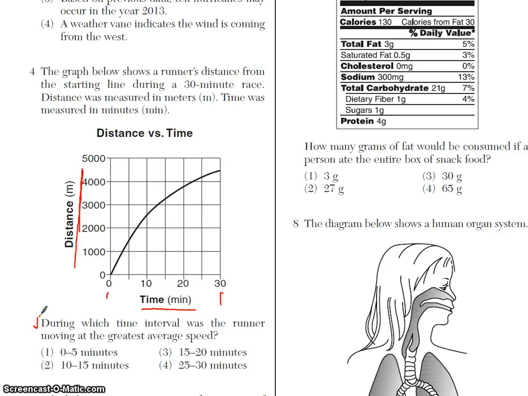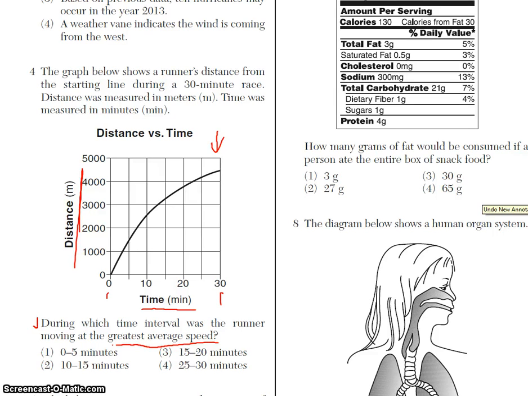And a mistake that many of you watching are probably making right now is looking at this end of the curve because you see all these high numbers and you're assuming that this is where he's going the fastest. Well, that's not the case. We're looking for the greatest average speed. So the fastest speed is going to be where the runner traveled the most distance within a time interval. If you look at the intervals, it's from 0 to 5 minutes, 10 to 15 minutes, 15 to 20, and so on.